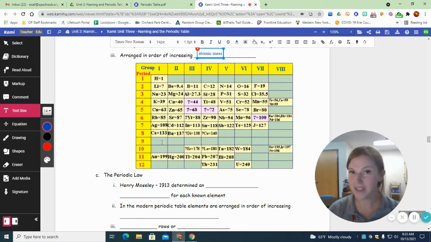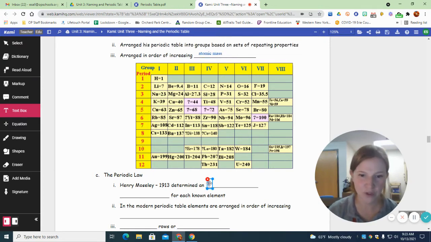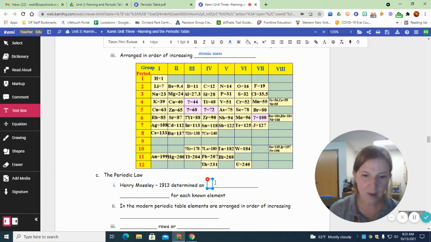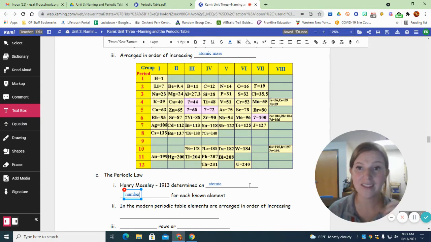Fast forward to 1913, Henry Moseley. So this was right around the same time when Rutherford was doing his experimentation. What Henry Moseley is famous for is he discovered that every element has its own unique atomic number. Now, atomic number, remember, is equal to the number of protons, and that defines what element you have. Carbon is carbon because it has 6 protons. That's what makes it carbon. If it had 7 protons, it wouldn't be carbon, it would be nitrogen.